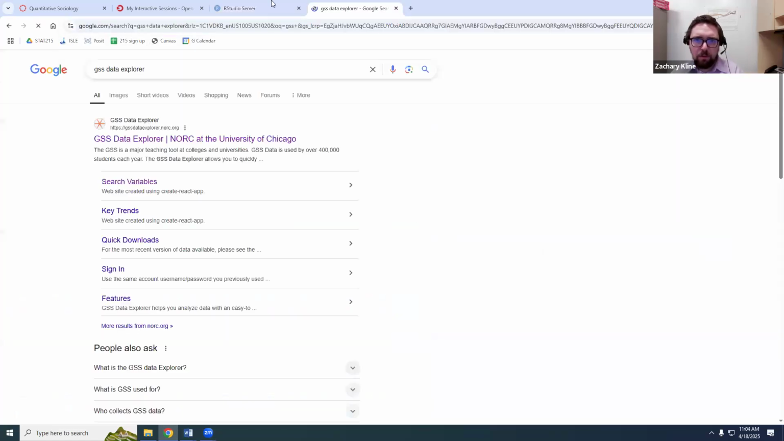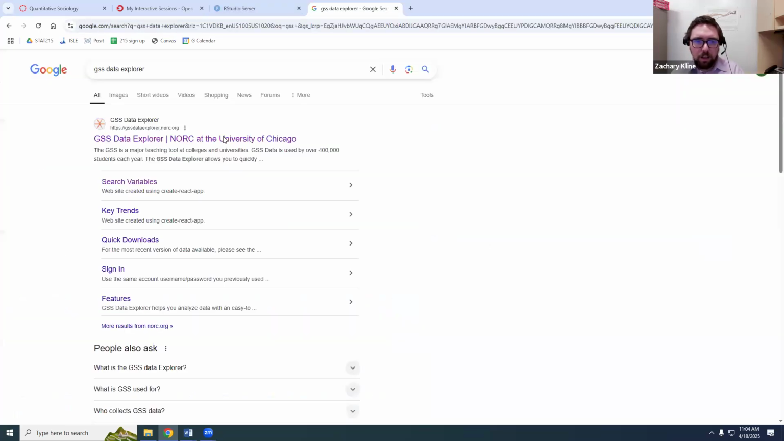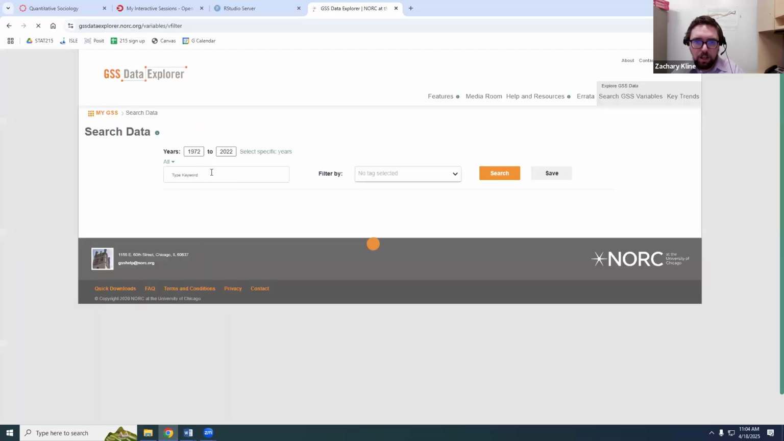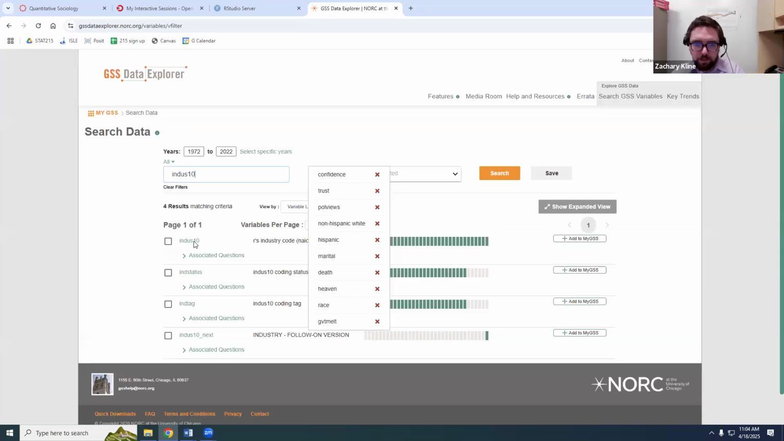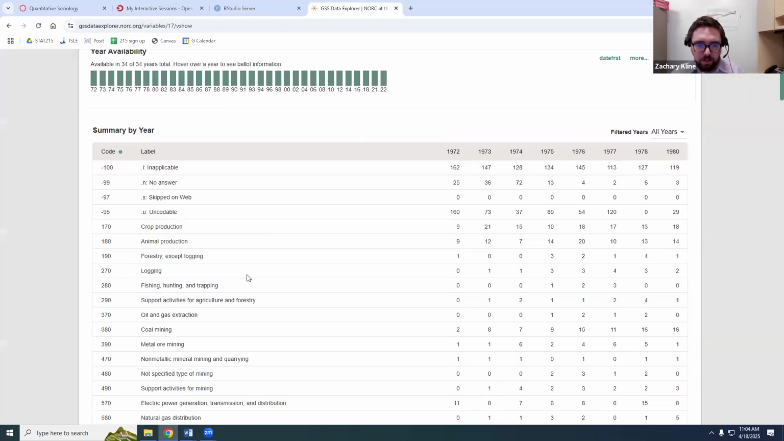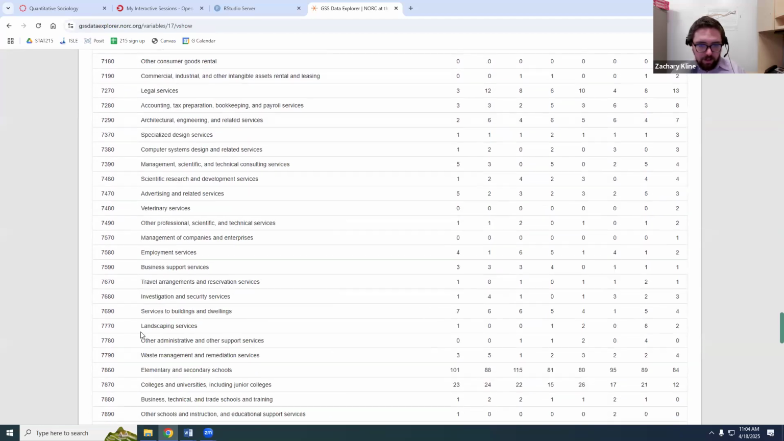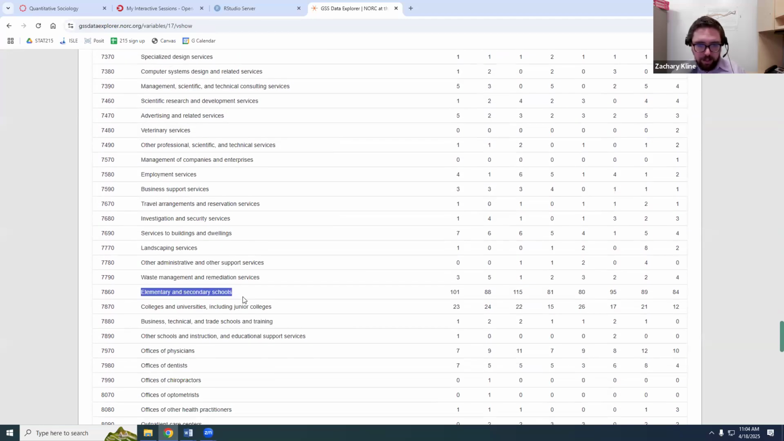GSS Data Explorer. Make sure I get the explaining right. So we're looking for 7860. I believe this one is elementary school teachers. 7860. Yep, elementary and secondary school, so including high school teachers. 7870 are college and university teachers. 7880 are business and technical schools.